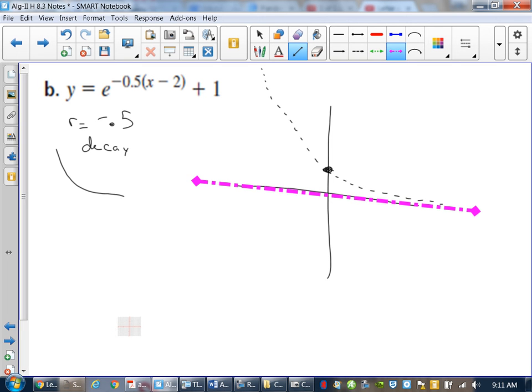But now I have to shift it. Which way does that have to go? Right 2, up 1. So this point goes right 2 and up 1, which means it's now located at 2, 2. Where do I put my new asymptote? At 1.